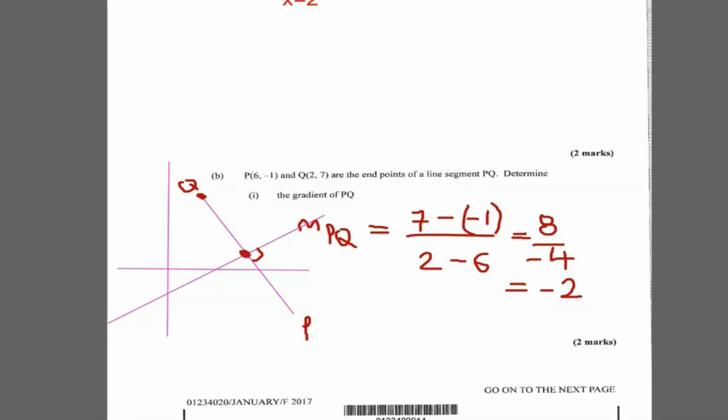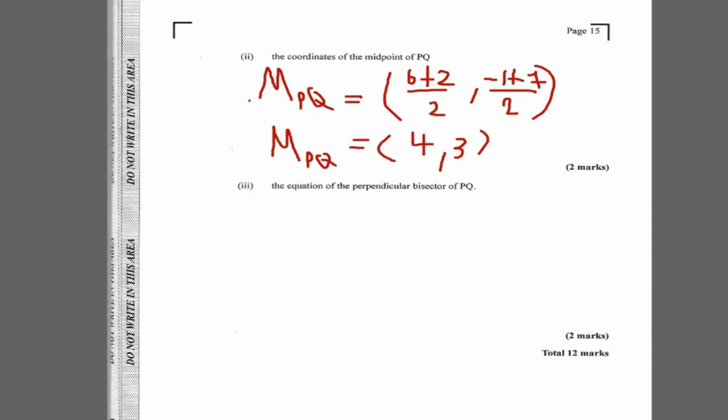All right, so what is that telling us? So they're giving us the gradient of the perpendicular bisector. I like to call bisector B. So the gradient of the perpendicular bisector B is equal to -1 over the gradient of the line PQ, which is -2. -1 over -2 is a half. So the gradient of the bisector is a half.